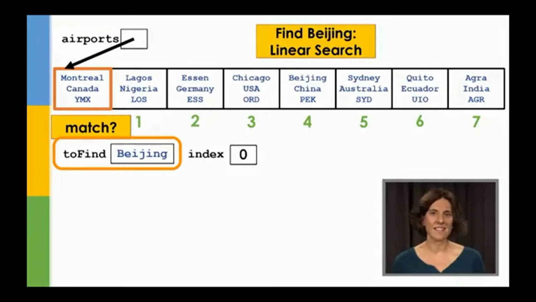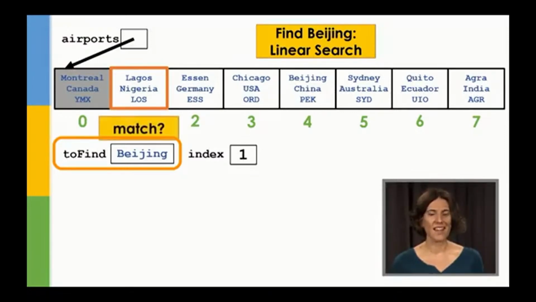And in this case, I'll see that Montreal is the city in the object at position 0, and Beijing is the city I'm looking for. Those two strings are not the same, so there's no match. I'll go on to the next element in my array by incrementing index by 1. So now I look at the element in position 1. Is that a match? Compare the cities. Again, I find that's not a match, so I'll continue.